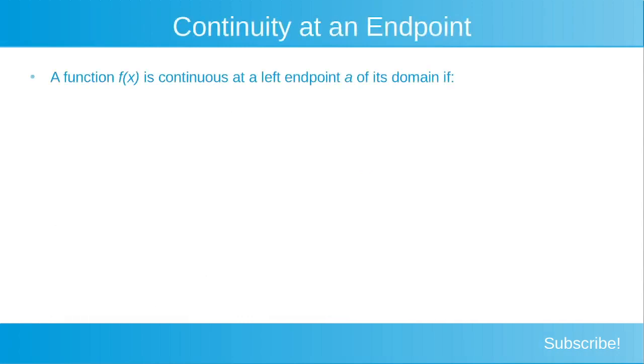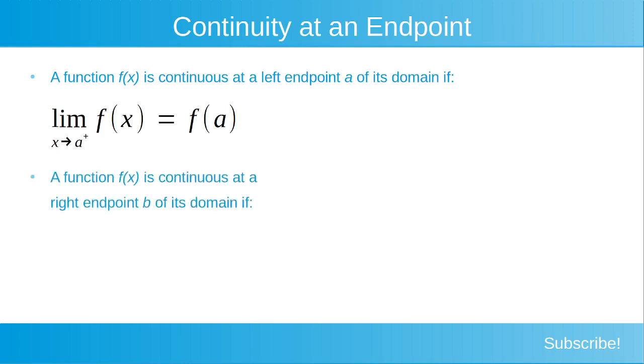So we've just talked about continuity at interior points. Now we're going to talk about continuity at an endpoint of a function. A function f of x is continuous at a left endpoint a of its domain if the limit as x approaches a of f of x, the one-sided limit, is equal to the function value at that point, f of a.